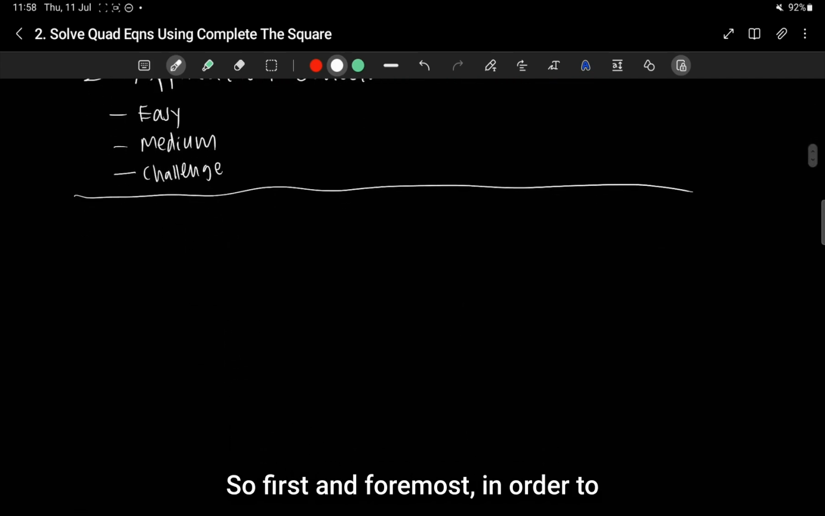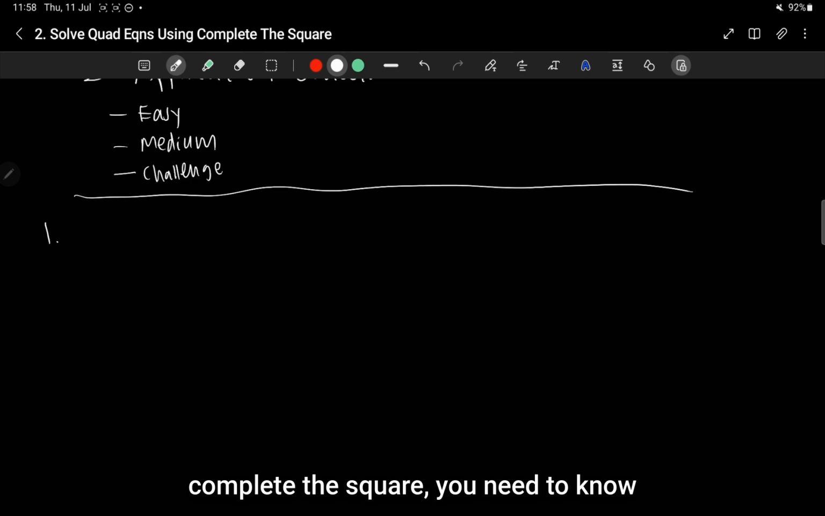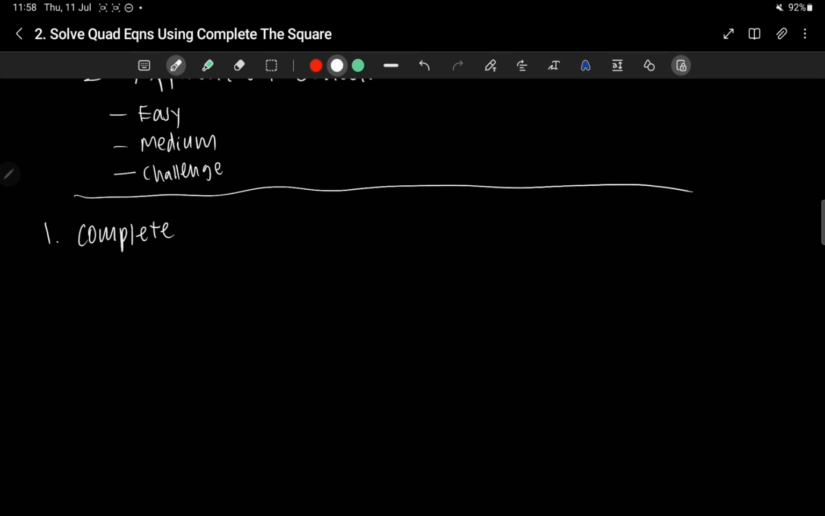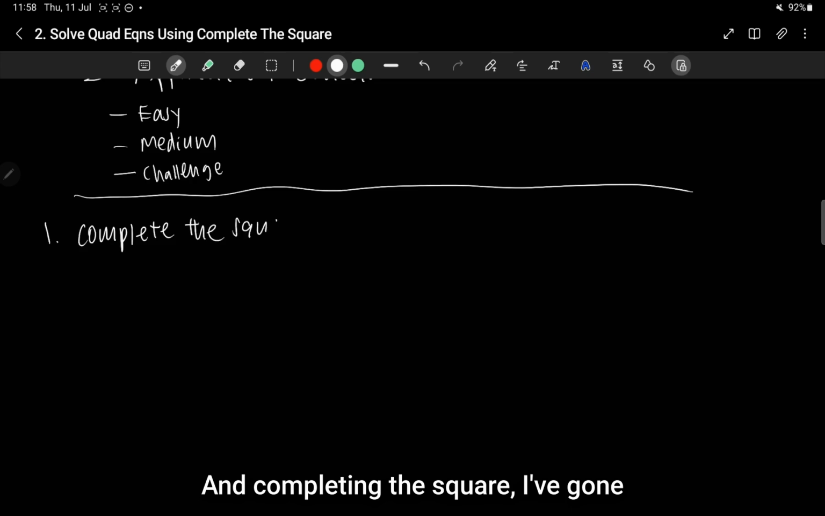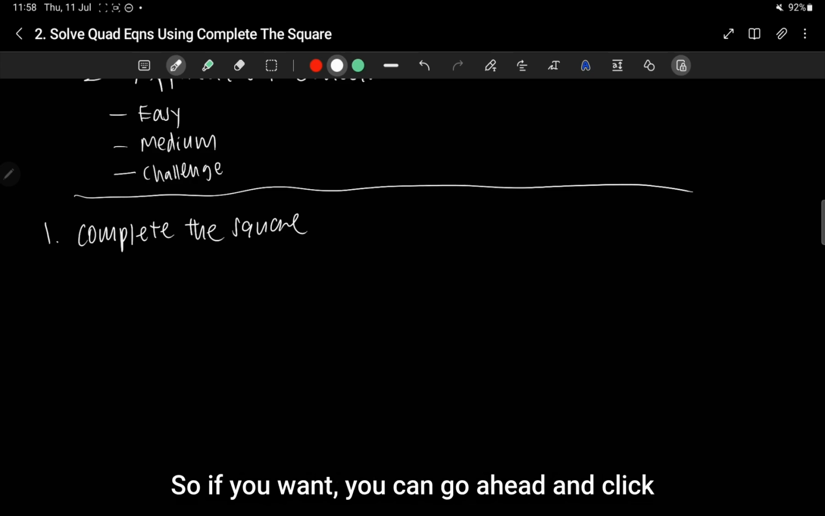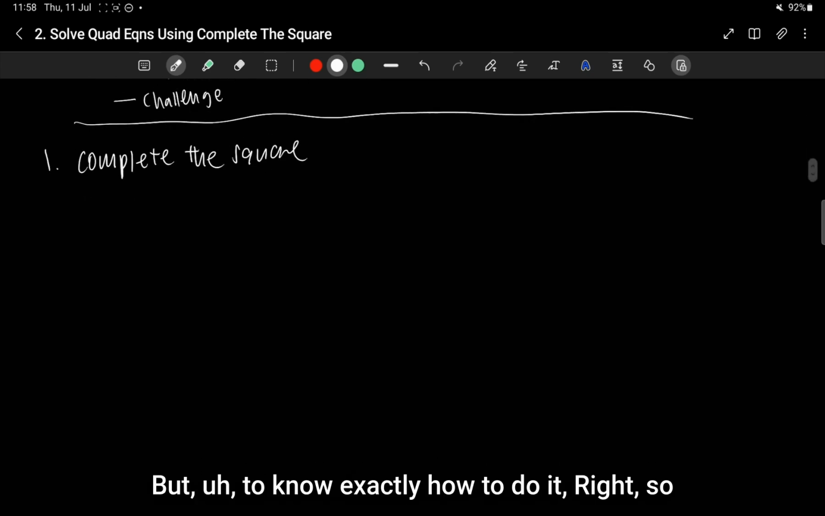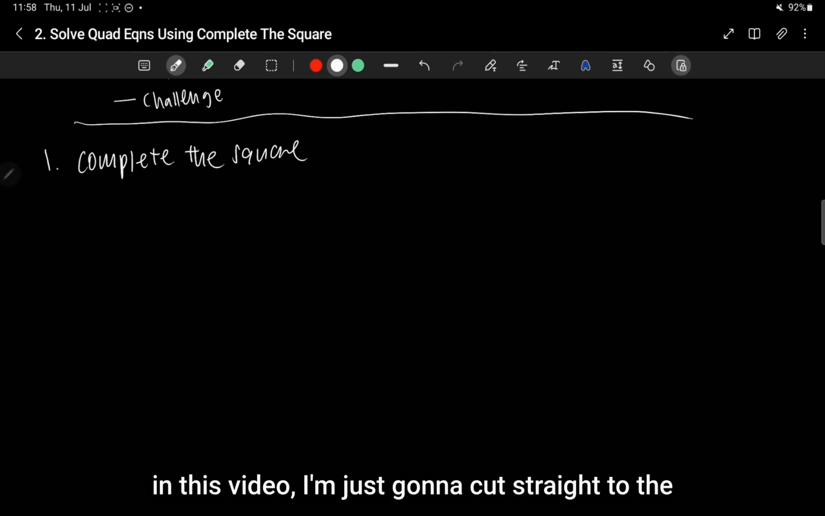And this is going to show you exactly how to apply this concept into your answers. So first and foremost, in order to solve quadratic equations using completing the square, you need to know how to complete the square, right? And completing the square, I've gone through that in my earlier video. So if you want, you can go ahead and click on the video on the right hand side right now. But to know exactly how to do it, right? So in this video, I'm just going to cut straight to the chase.